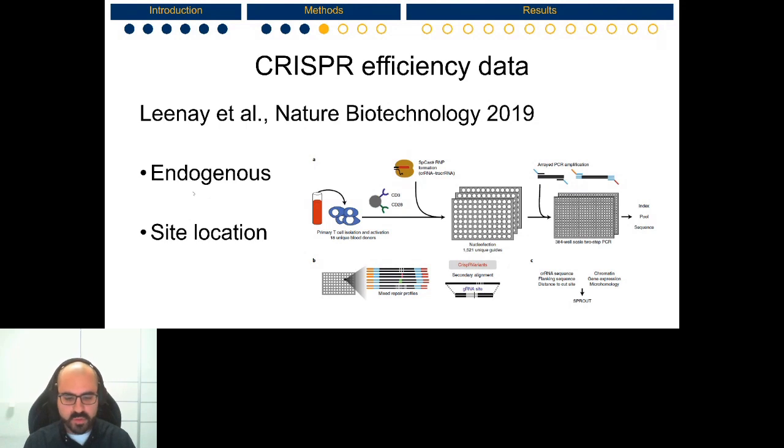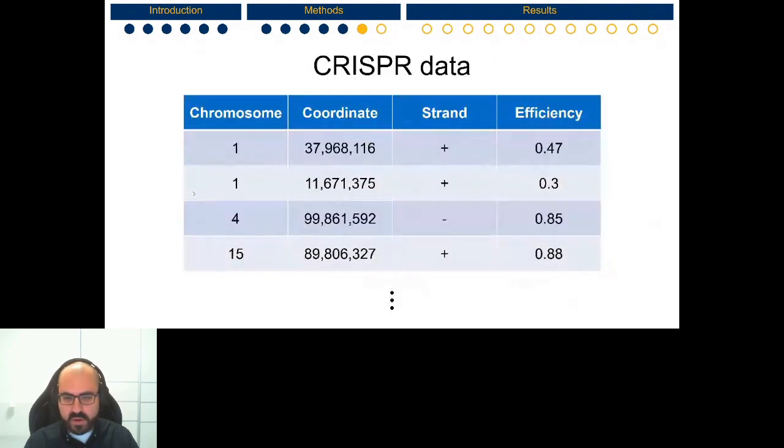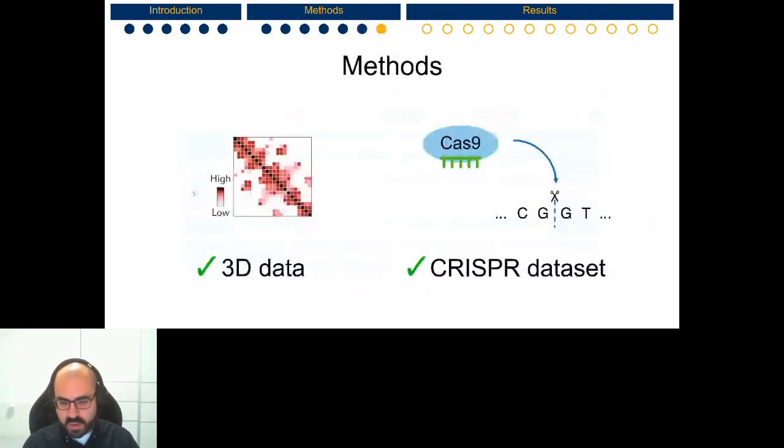So this is the data set we used, and the general way it was produced was by electroporating T cells, and then following the CRISPR cleavage, the on-targets were mapped, and then the efficiency was quantified based on the repair profile at the targets. And so this is what our efficiency data looks like. We have a list of sites, each one with a genomic location and an efficiency score between 0 and 1. This is simply the probability of editing the DNA. Okay, so this is our second data set, the CRISPR efficiency.